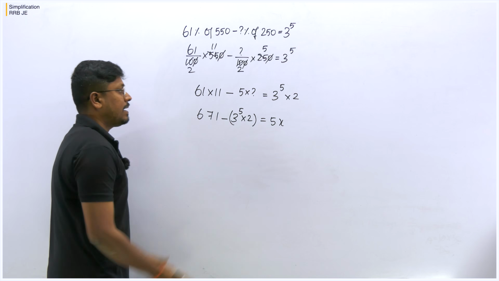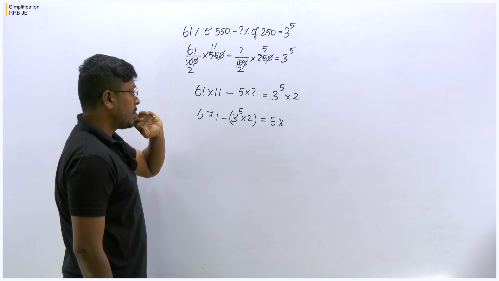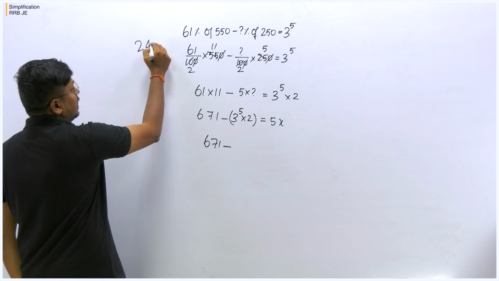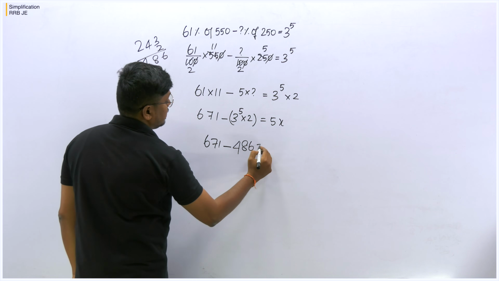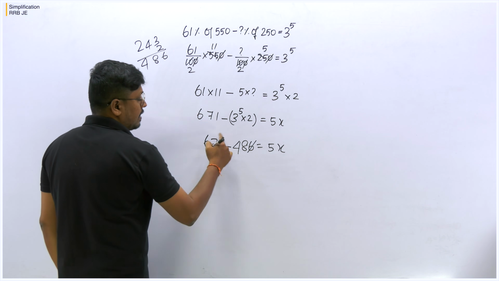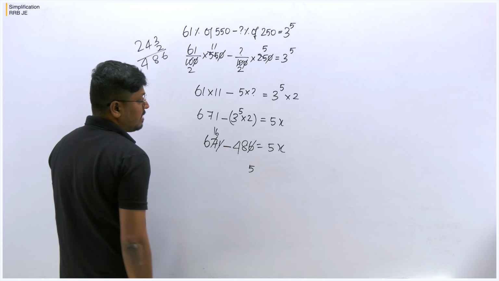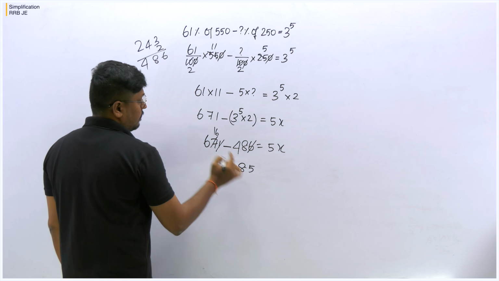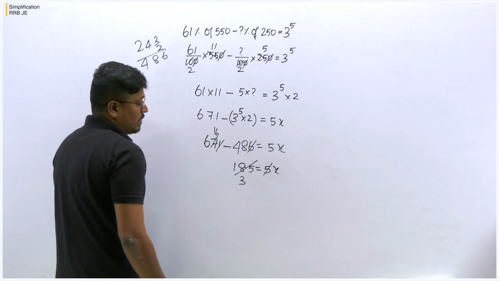When you bring the right hand side number towards the left hand side, it is 3 power 5 into 2. And when you bring this number toward the right hand side, it will be 5x. So now 671 minus 3 power 5 into 2. 3 power 5 will be 243. So 243 into 2 is 486. So 671 minus 486 is equal to 5x. Now 185 is equal to 5x. So cancel it. 5 3s are 15, so the remaining will be 3.